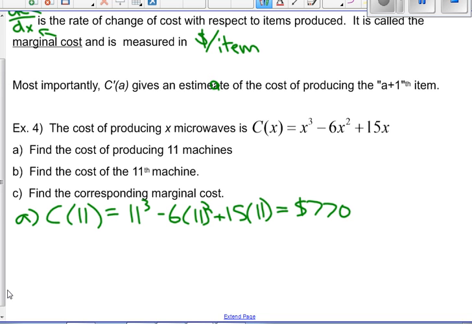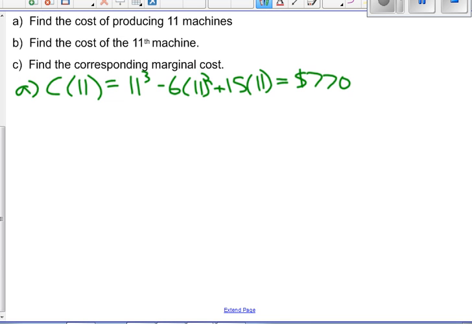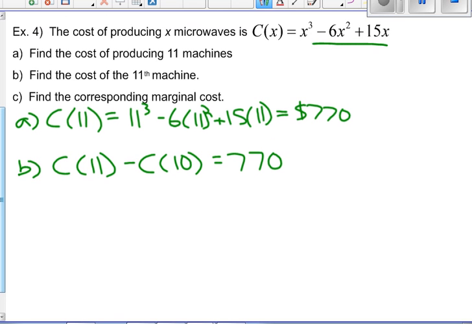Find the cost of producing the 11th microwave. Well, to find that, we would need to take the cost of making 11 and subtract the cost of making 10. Okay. And if we were to do that, well, the cost of 11 we know is $770. If I were to put 10 into that function above, this one, I would get $550. So the 11th microwave costs $220 to produce.